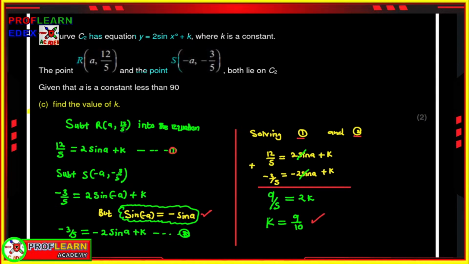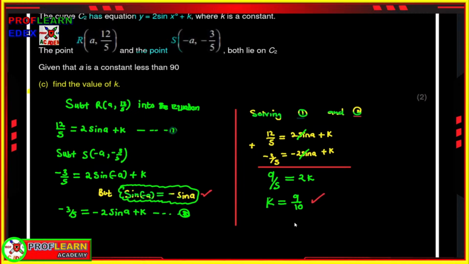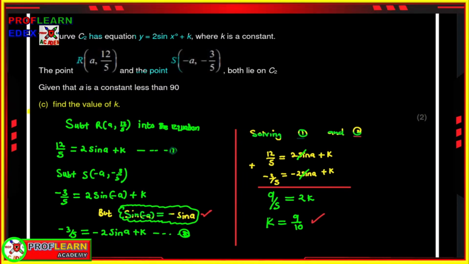R (a, 12/5) into the equation, and upon substituting that, we are going to form the first equation. This is our equation 1. Substitute S also into the equation, and then we are going to form another equation. But you need to remember that sin(-a) is the same as negative sin a. Then the second equation now becomes this. Once we have this, we are going to solve them simultaneously. Solving this, we are going to get the value of k being equal to 9/10. And basically, that's what you are supposed to do in that particular question.